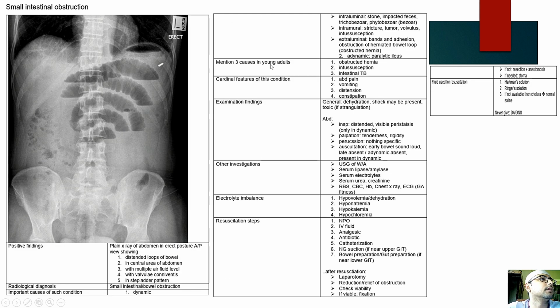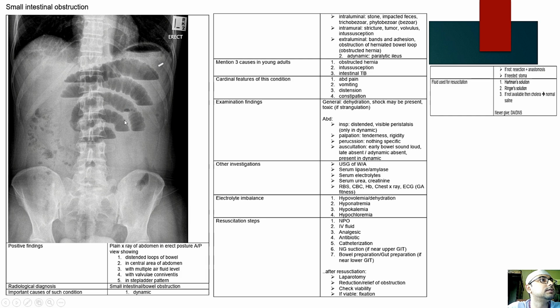Okay, so this is the X-ray of the abdomen, right? Because the center portion of the X-ray detects the abdominal portion. So this is the AP view. In case of abdomen in adults, it is the AP view. So this is the plain X-ray of abdomen in erect posture. It is standing conditions, anterior posterior view showing distended loops of bowel.